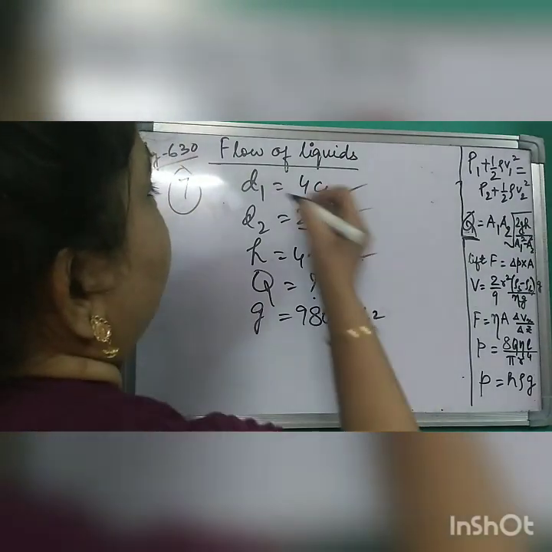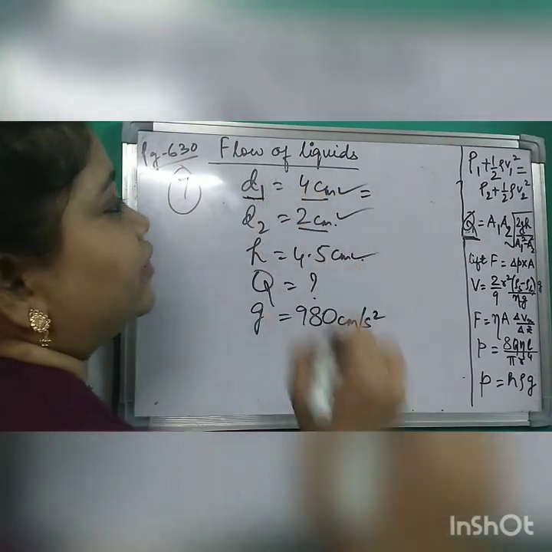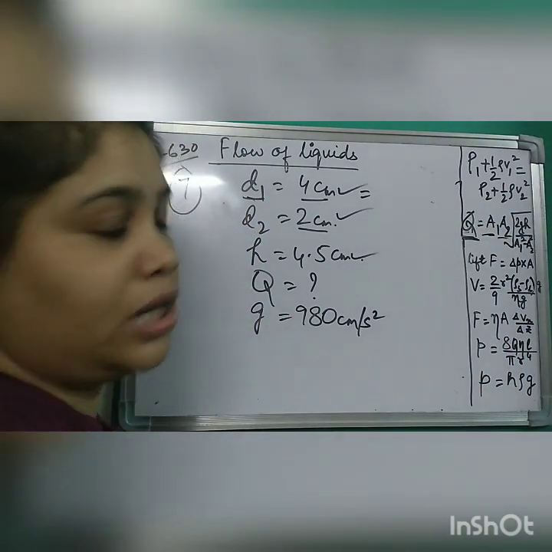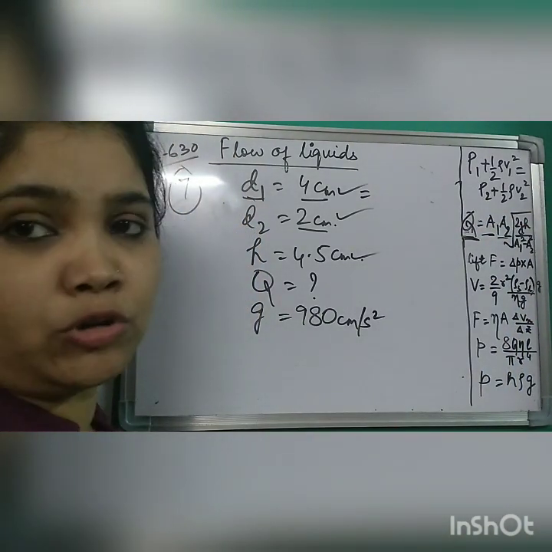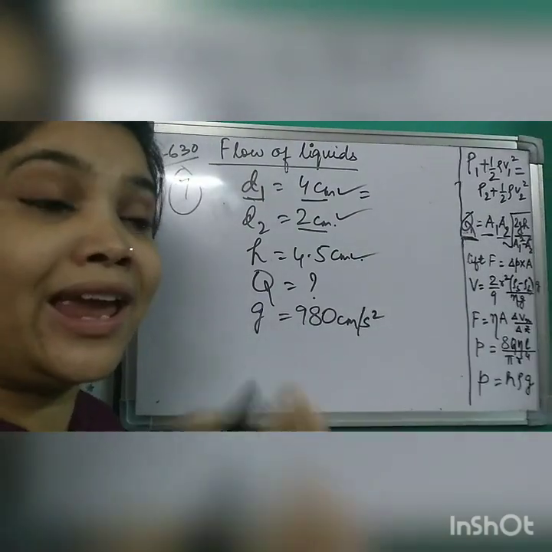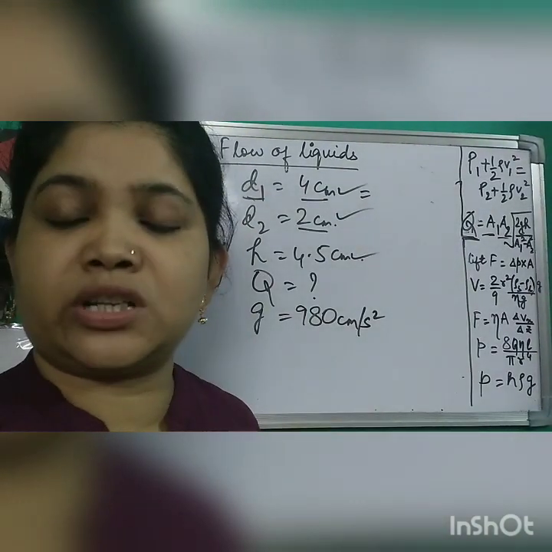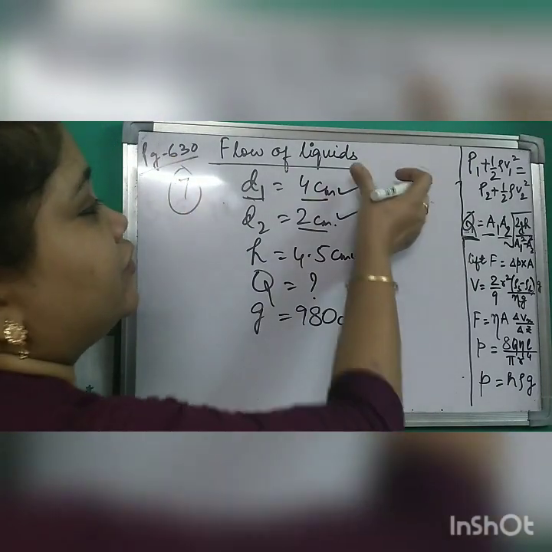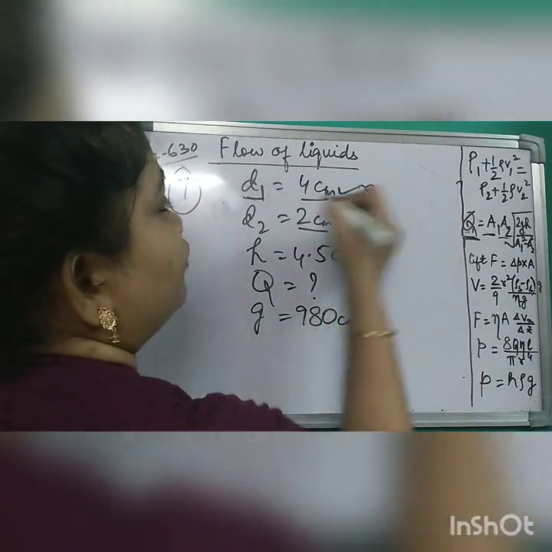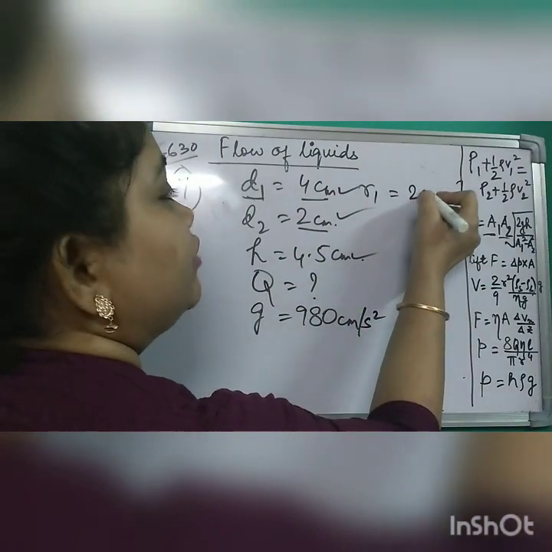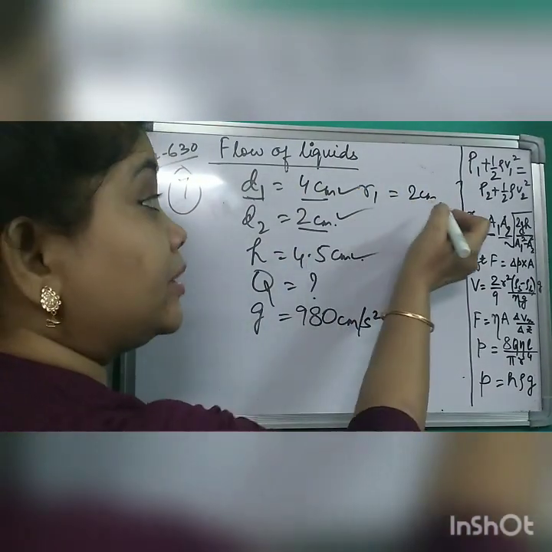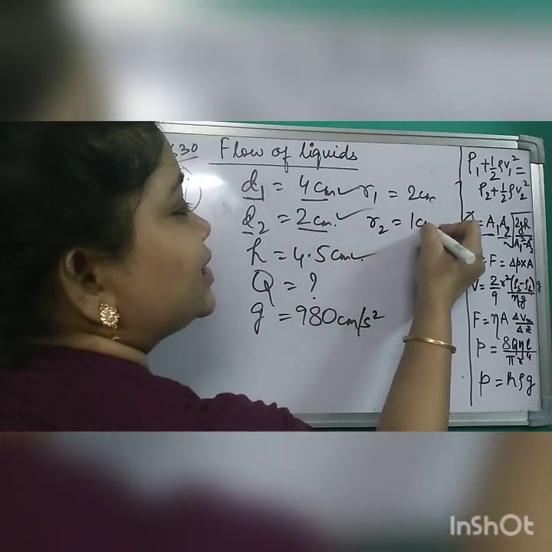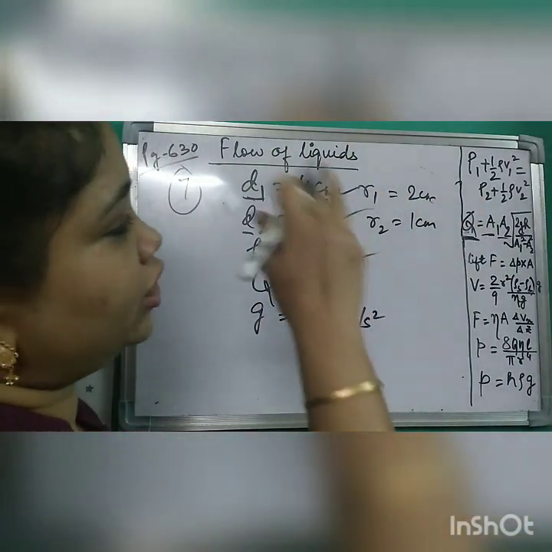Now look here. Diameter is given as 4 centimeter, but we need the areas A1 and A2. To find the area of the pipe, as I told you, it is pi r square. But diameter is given to you, so first we will find the radius. If D1 is 4 centimeter, R1 will be 2 centimeter, and D2 is 2 centimeter, so R2 will be 1 centimeter. So we have got the radius.